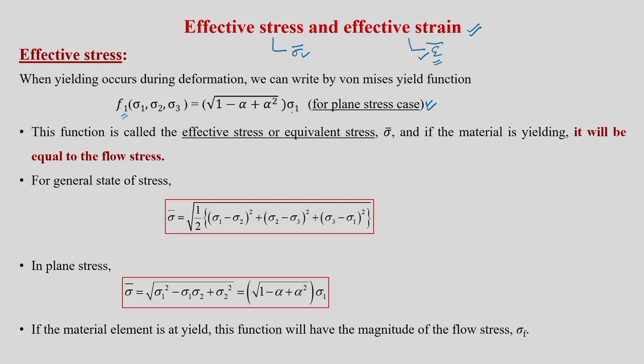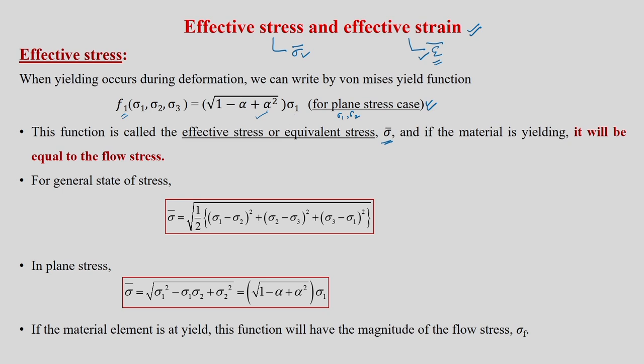It is a function of sigma 1 and sigma 2, sigma 3 is not there. So, naturally alpha comes into picture. So, we have this equation, square root of 1 minus alpha plus alpha square into sigma 1. This function itself is actually called effective stress or equivalent stress, sigma bar, and if the material is going to yield, then this equation will be equal to the flow stress. So, sigma bar we have already derived. We are just naming this equation as the effective stress equation for von Mises material. And when sigma bar becomes sigma f, we say that the material is going to yield.